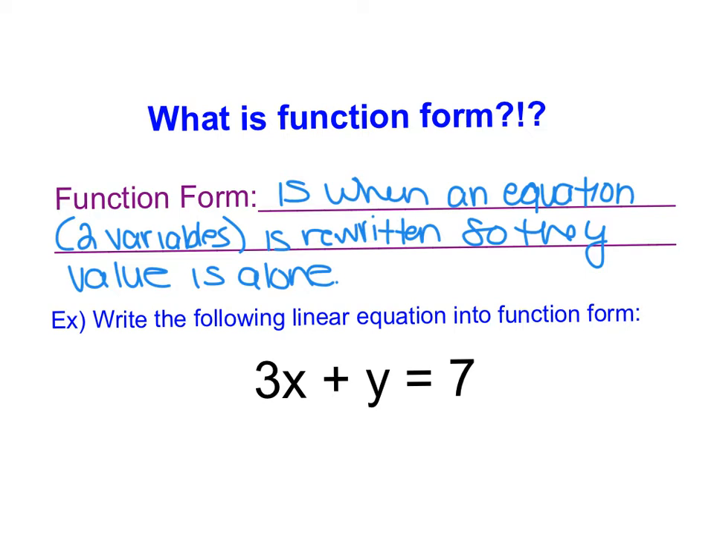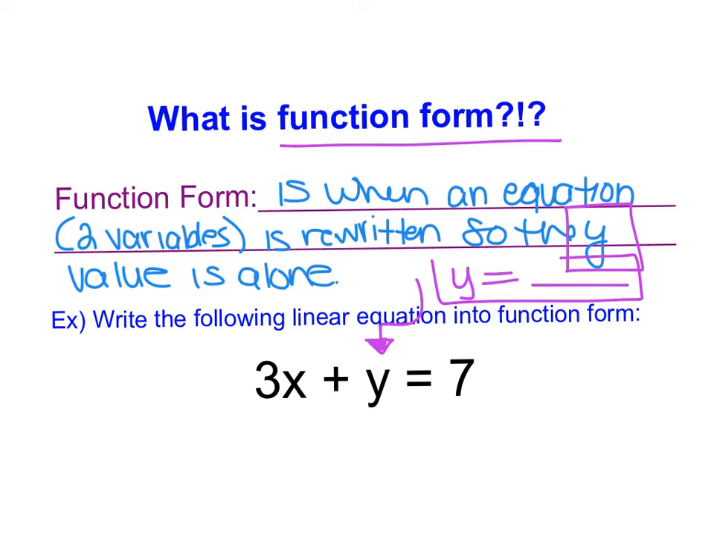So for example, if you look down at the example below, you'll see we have 3x plus y is equal to 7. Now if we reread our definition of function form, we can see that we want to rewrite this equation so the y value is alone. So what that means is we want y by itself on one side of the equation completely alone. So we want it to look something like y equals, and then we want it equal to something. So that's going to be our goal.